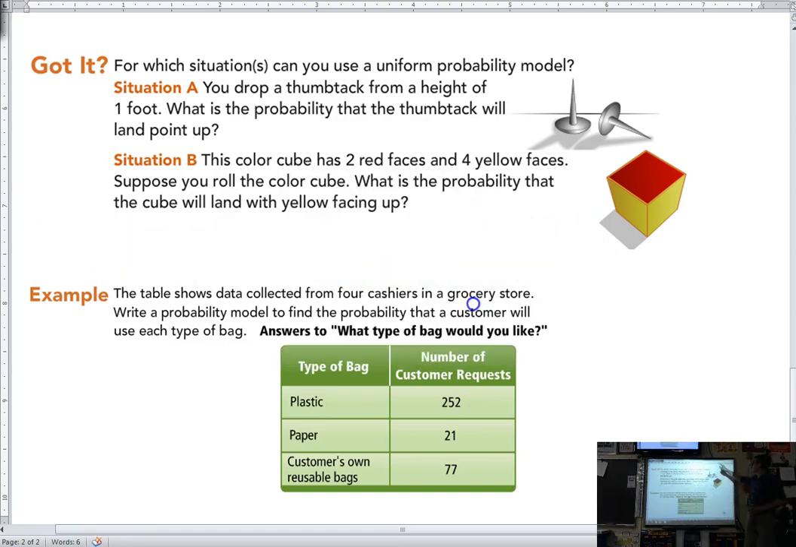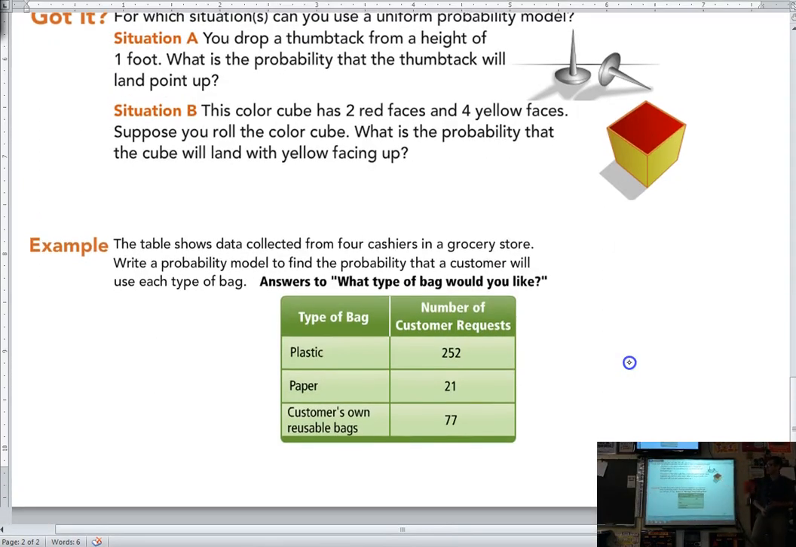So when we look at the final example here, the table shows data collected from cashiers in a grocery store. Write the probability model to find the probability a customer will use each type of bag. So I need you off to the side. What's the probability of plastic? What's the probability of paper? And what's the probability that they are reusing their own bag?